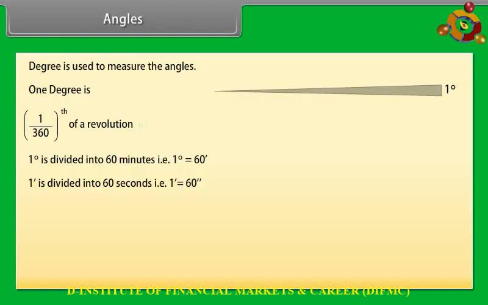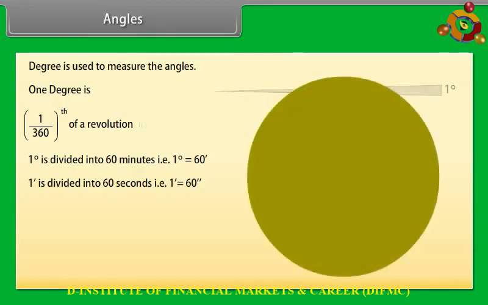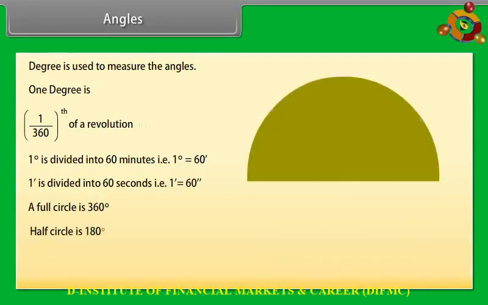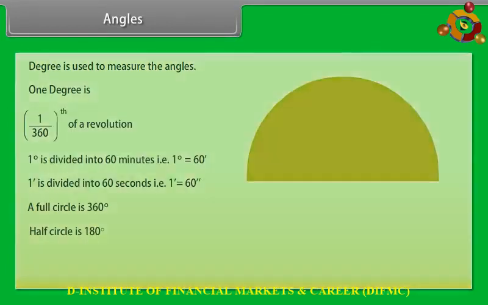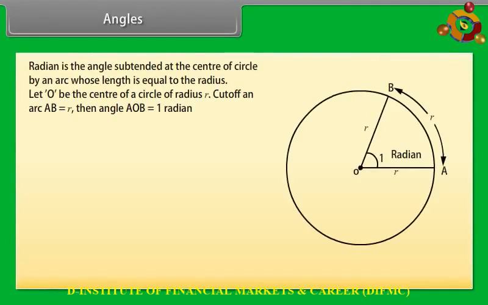There are 360 degrees in one full rotation, one complete circle around. A full circle is 360 degree. Half circle is 180 degree. How to measure the radian? Radian is the angle subtended at the center of a circle by an arc whose length is equal to the radius.